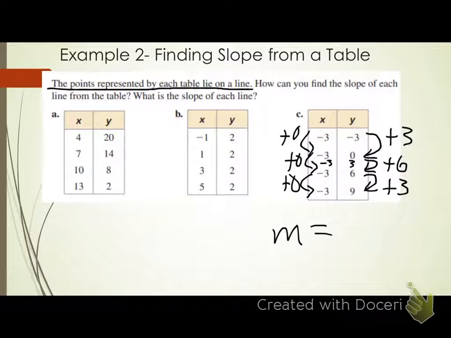So what number goes in my numerator? 3. What number goes in my denominator? 0. What's 3 divided by 0? It's not 3. It's not 0. Type in 3 divided by 0 on your calculator. It'll give you no answer. It gives you an error, doesn't it? So, undefined. My slope here is undefined.